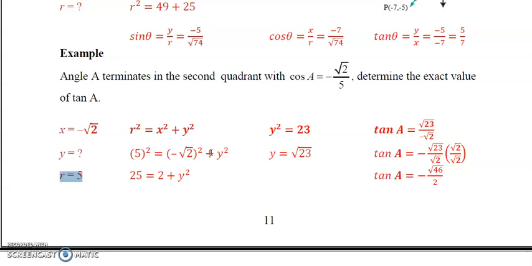Put 5 in for r and negative square root of 2 in for x. So we square 5, we get 25. Squaring negative square root of 2, negative times negative is positive, and the square root of 2 times the square root of 2 is 2. So that's where the 2 comes from. Subtract 2 from both sides, we get 23. Take the square root, and we get a y value of the square root of 23.